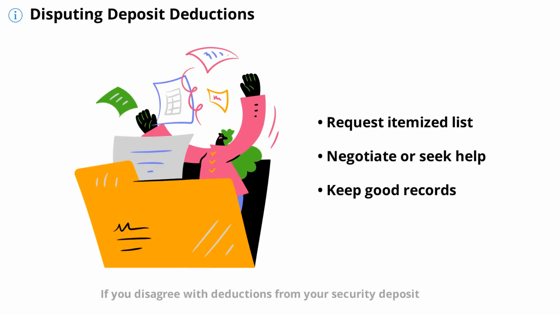If you disagree with deductions from your security deposit, you have the right to dispute them. Start by asking for an itemized list of charges and any supporting documentation. If you still disagree, you may be able to negotiate with the landlord or take the matter to a local housing authority or small claims court. Keeping good records and documentation will help your case.